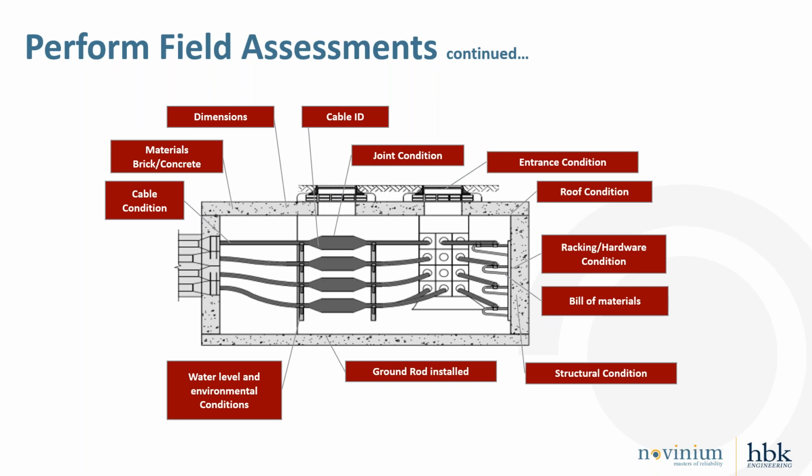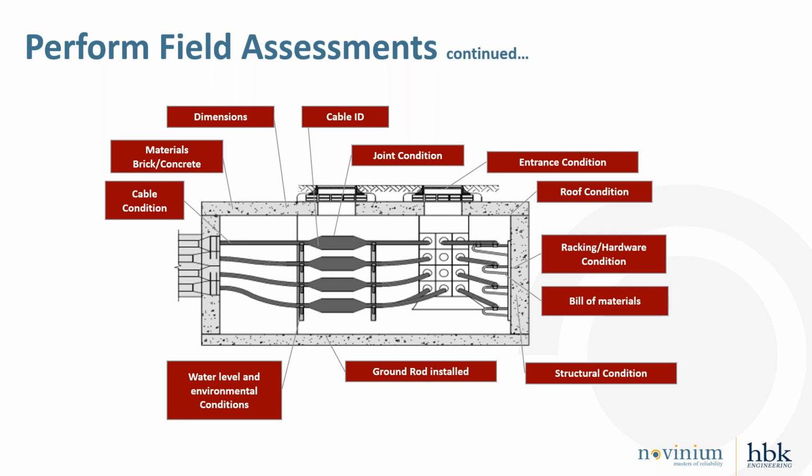Additionally, the structural elements of each manhole are also covered. The material and condition of the entrance collar, the roof, the walls, and the floor are noted. Environmental conditions are noted as well. Water levels, foreign fluids, debris, and vegetation are all captured.